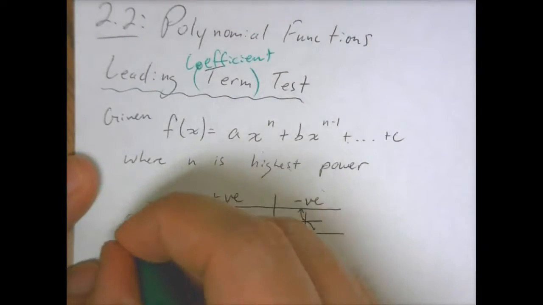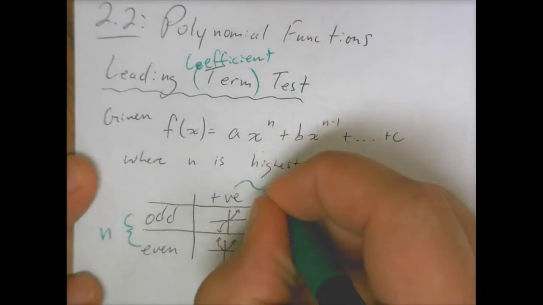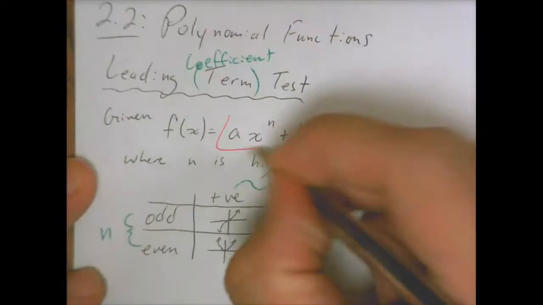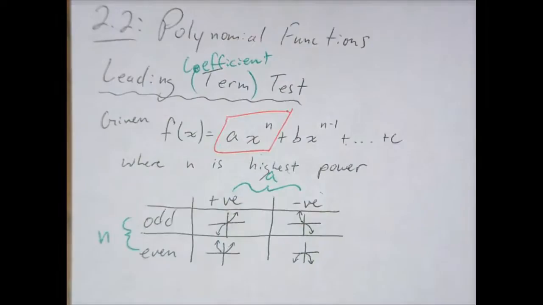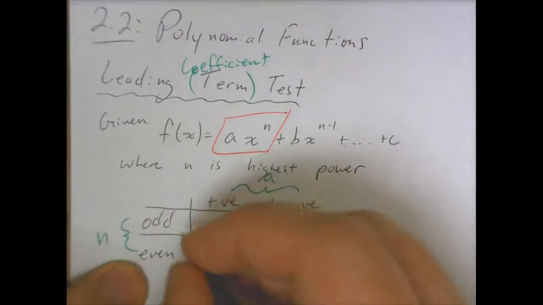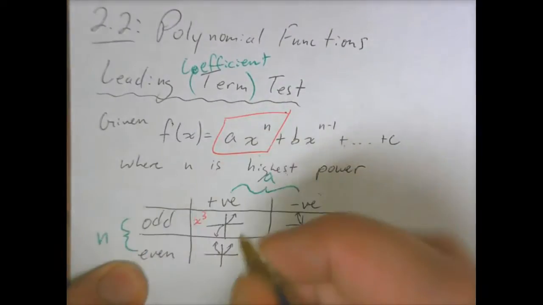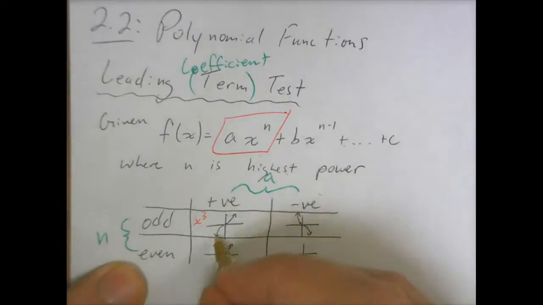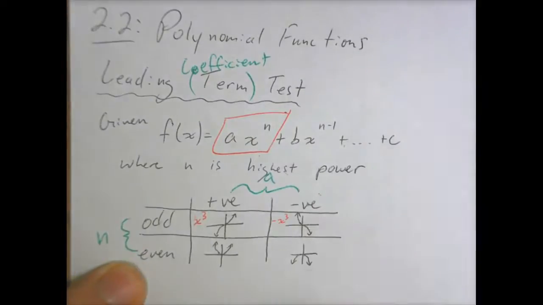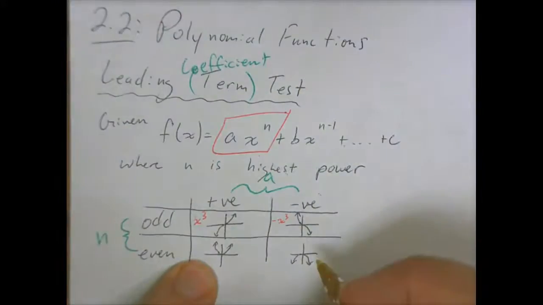So on this side, this is talking about n, and on this side, that is talking about a, the term in front of it. So really the only thing that we are going to be focused on in the leading term test is the term that has the highest power, and then whether it's positive or negative. If n is odd, something like x cubed, it would look something like that. All we're really focused on is the end behavior on that graph. If it is negative, something like negative x cubed, notice it just flips it over the x-axis, because the negative is not on the inside.